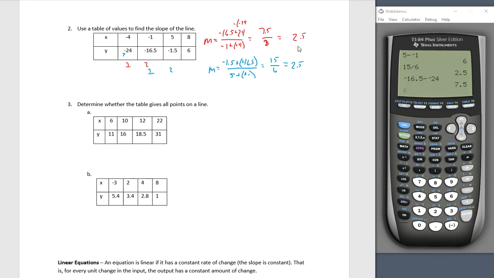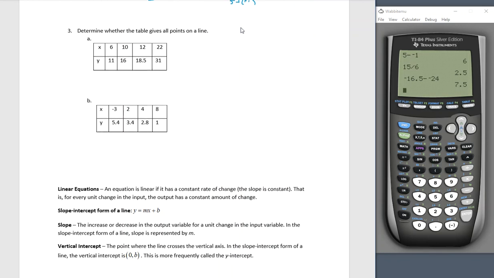So that was my point originally, is that it doesn't matter which 2 points you choose. If it says it's a line, they should have the same slope regardless. But it's also a good way to find mistakes in case you make a mistake by forgetting a negative sign. All right, moving past that.